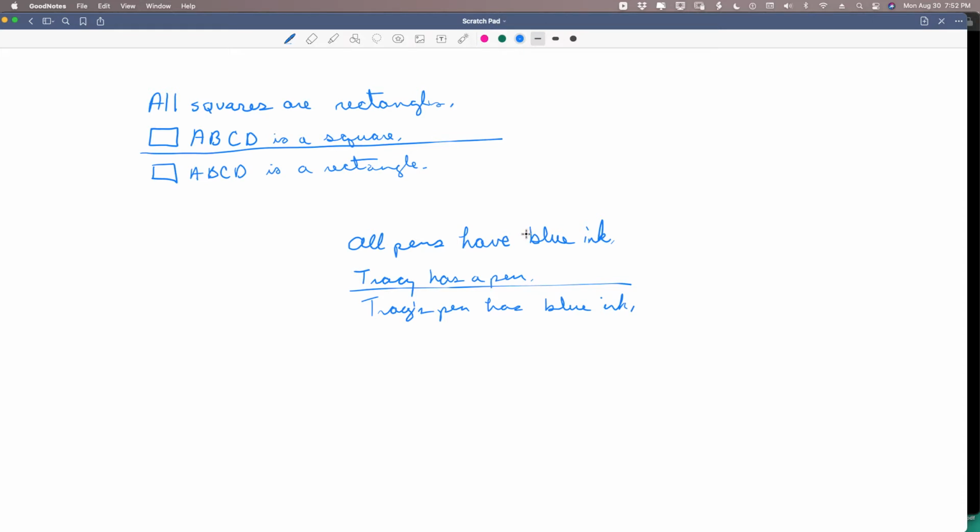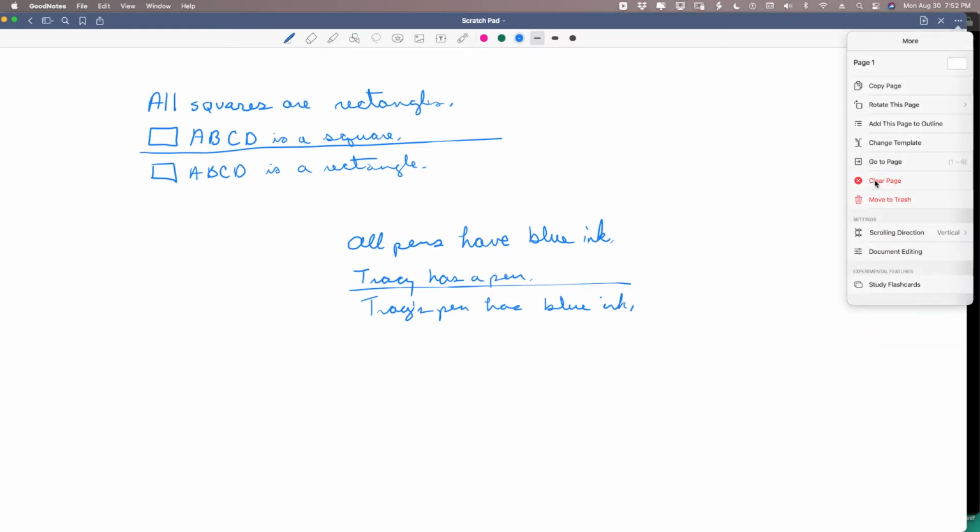All right, so that's kind of a little bit about syllogisms and the deductive reasoning that we use when we look at geometric shapes, and we're fixing to get into that. So let me clear the page. This is just a little bit of something fun to introduce you to that concept of deductive reasoning.